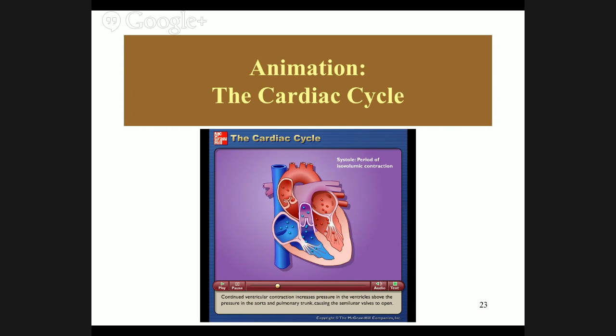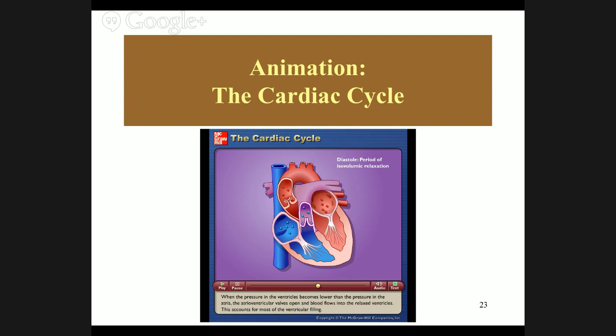Continued ventricular contraction increases pressure in the ventricles above the pressure in the aorta and pulmonary trunk, causing the semilunar valves to open. When the ventricles relax and their pressures drop, blood flowing back toward the relaxed ventricles causes the semilunar valves to close, which is the beginning of ventricular diastole. Note that the atrioventricular valves remain closed.